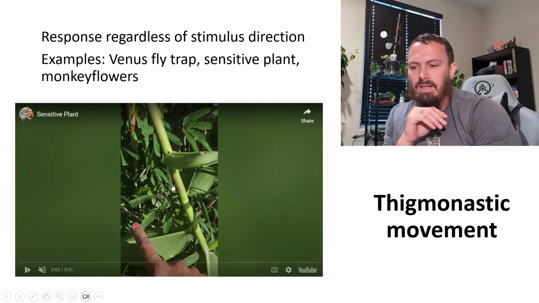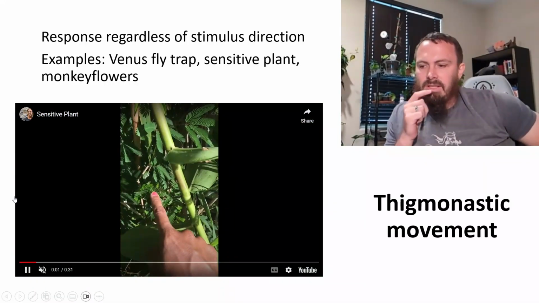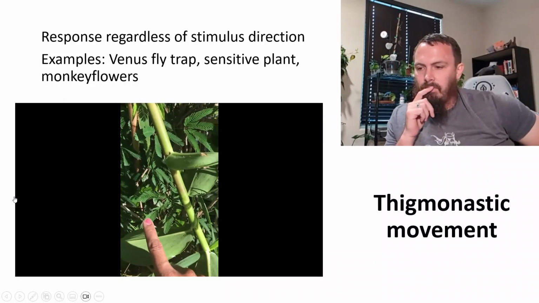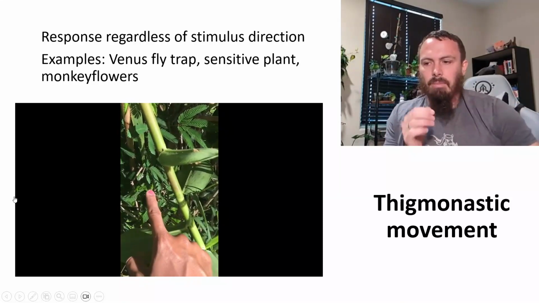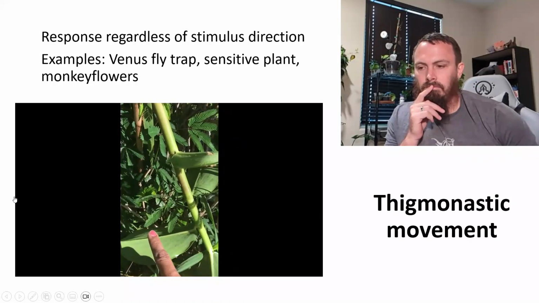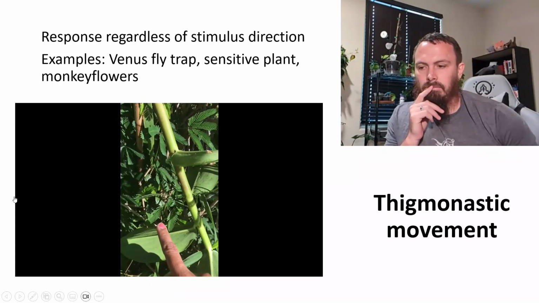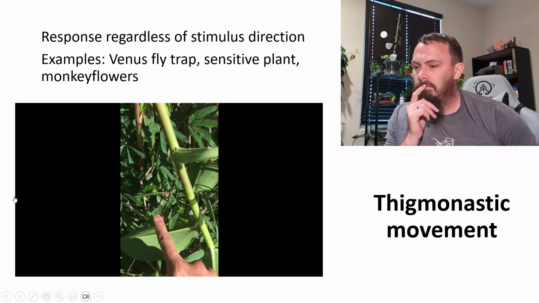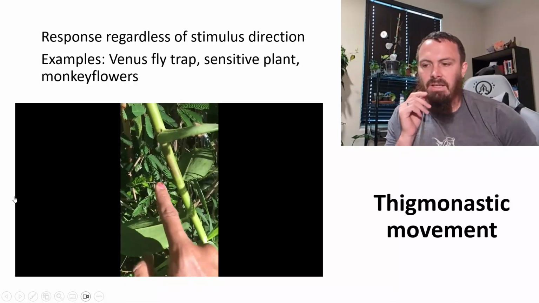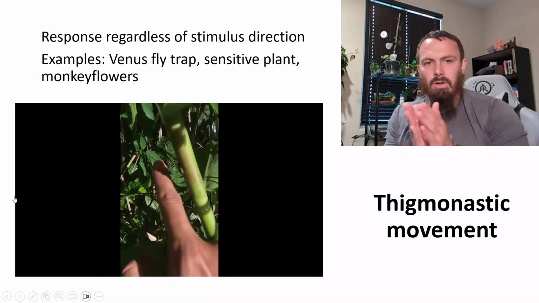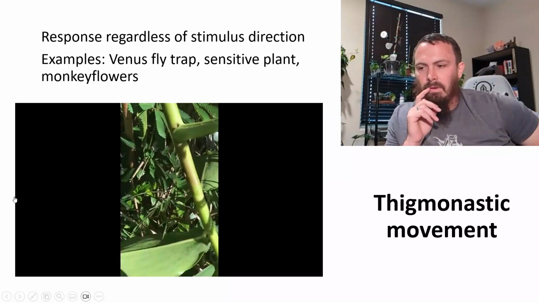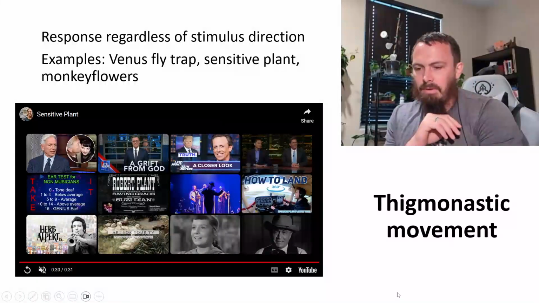Another one is sensitive plant. You can see they touch it here. I think it takes them a couple times on this one. And what you're going to notice is all the leaves close up. So you can see each leaf, all the leaflets are curling up on themselves. You can see how, let me back it up here.